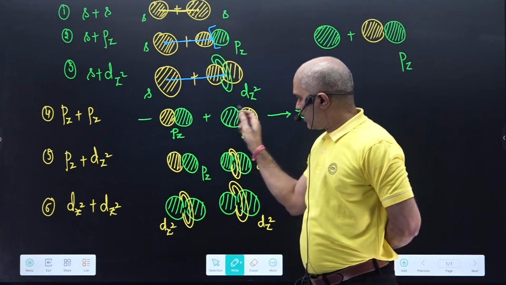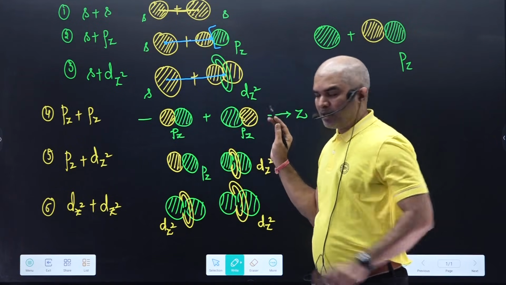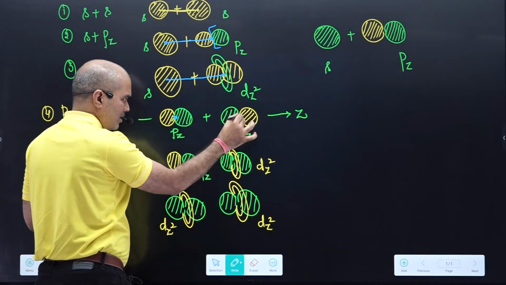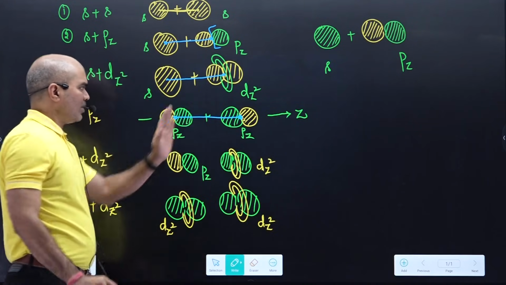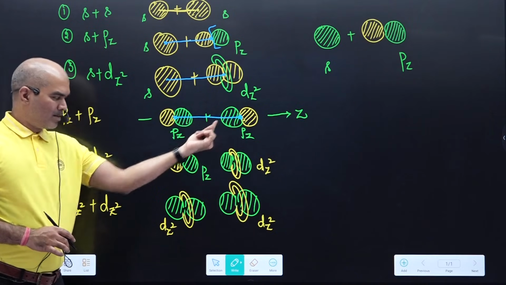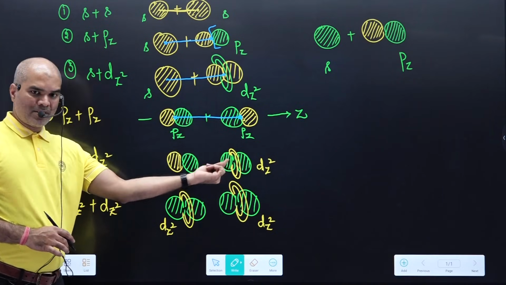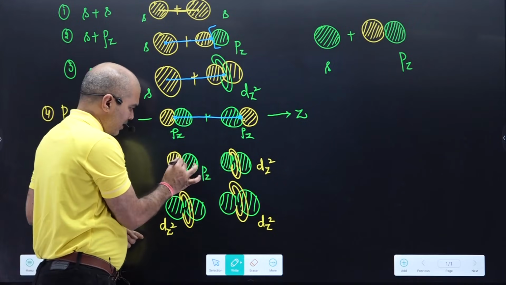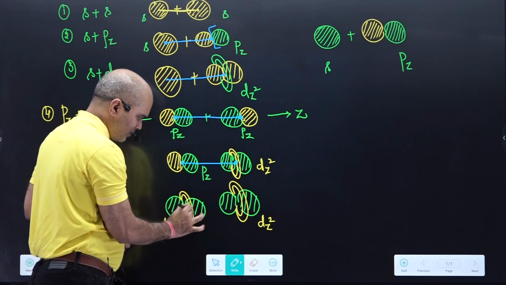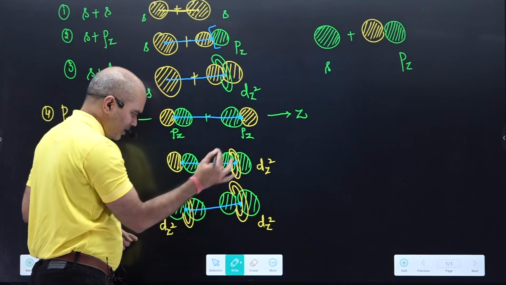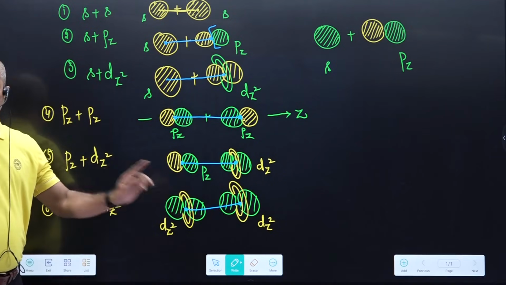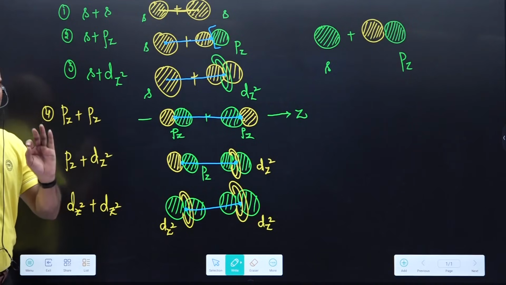Pz, Pz. Here there is a node individually. But look at the internuclear distance. This is the nucleus, this is the nucleus. Between the internuclear distance, do you have any change of sign? No. If this is plus, this is also plus. So along the internuclear axis, there will be no node. That is a sigma bond. This is just a higher level understanding. For any sigma molecular orbital, there will be no node. Okay? Note down that point.